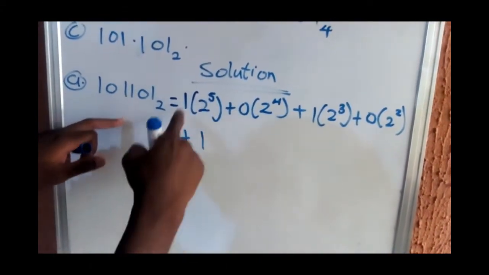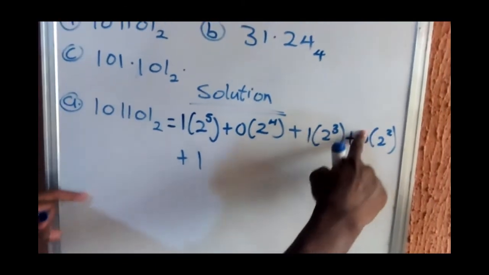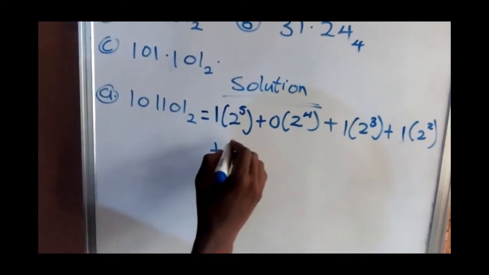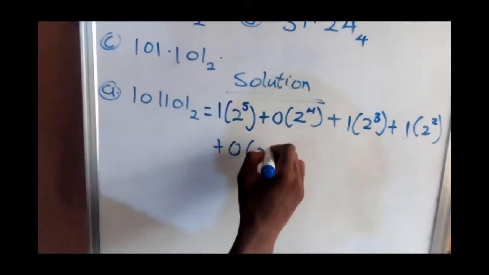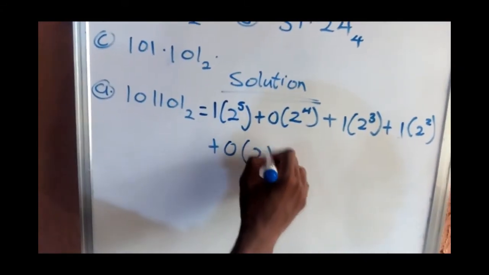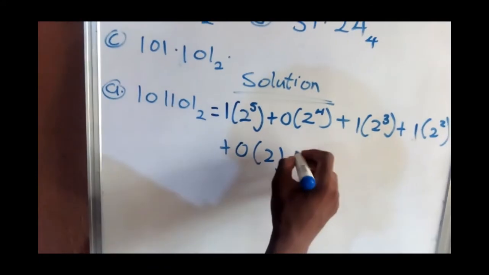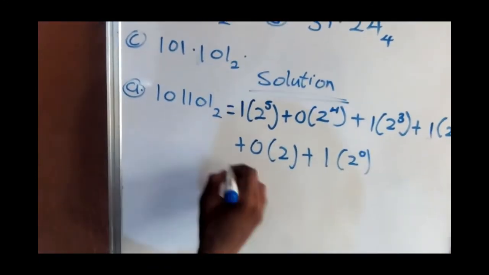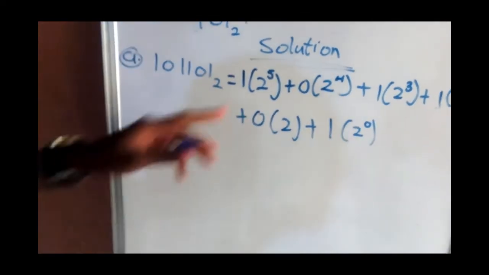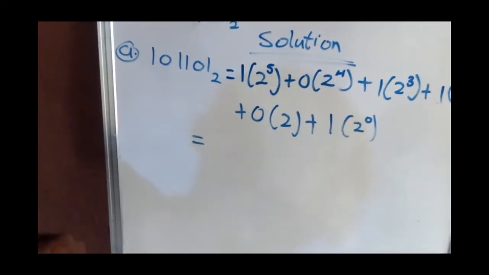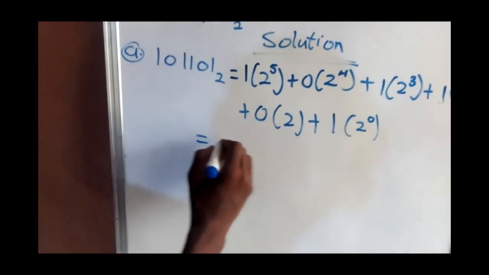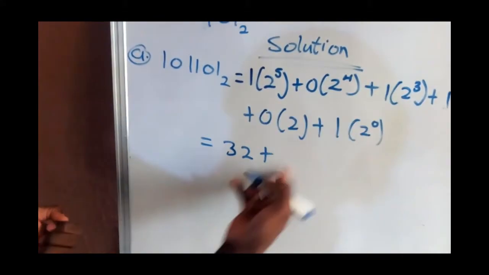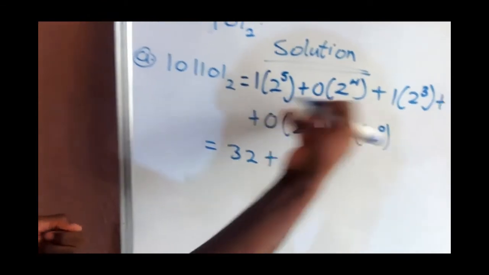So this is 1, and then this is 0 into 2 raised to power 1, but it's not necessary since 2 raised to power 1 is also equal to 2, then plus 1 into 2 raised to power 0. So this is equal to 2 raised to power 5. 2 raised to power 4 is 16, then 2 raised to power 5 will be 32. So this is 32 plus, this is 0. I don't need to write it because anything multiplied by 0 is also 0.